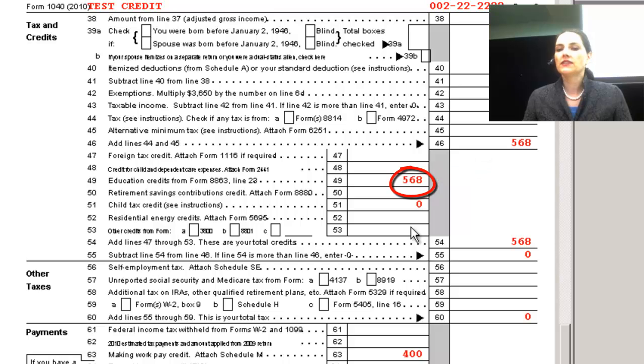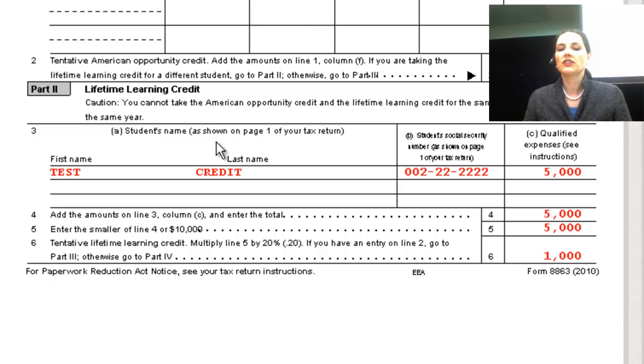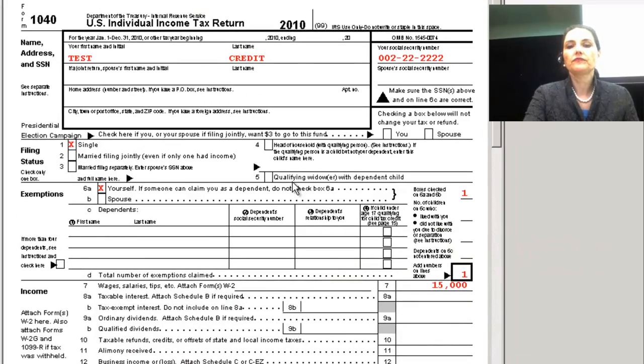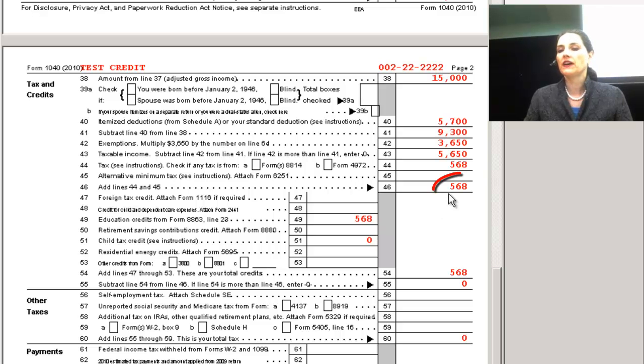I decided to give Test an education credit. Test had $5,000 of qualifying education expenses during the year that qualify him for the Lifetime Learning Credit. We've entered $5,000 on the Lifetime Learning Credit line of the form and multiplied that by 20% to come up with his allowable credit, which is $1,000. But we're going to see here that Test is unable to benefit in full from that $1,000 credit because his tax is only $568. So we enter $568 on line 46 as tax. His credit cannot be more than that. His total credit is therefore $568, and he has net income tax of $0.